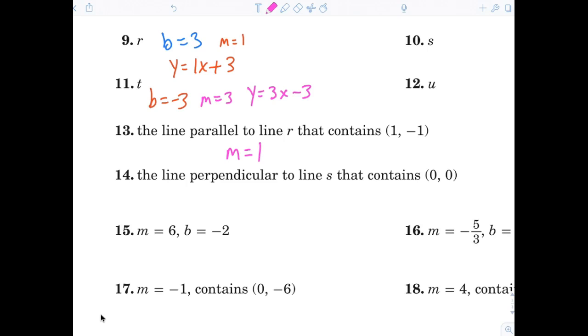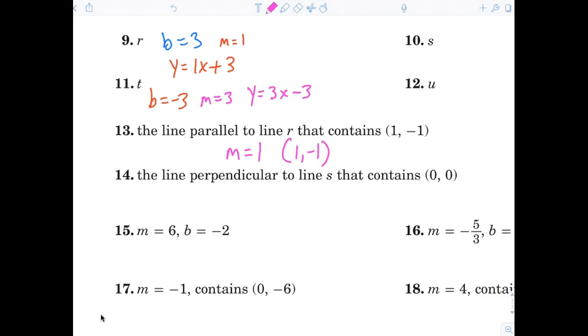And now we're going through what other point? 1, negative 1. Is that the y-intercept? Is 1, negative 1 the y-intercept? No. So we can't use slope-intercept. We're going to use what form? Point-slope. Why do we use point-slope? Because we have a point and we have a slope.